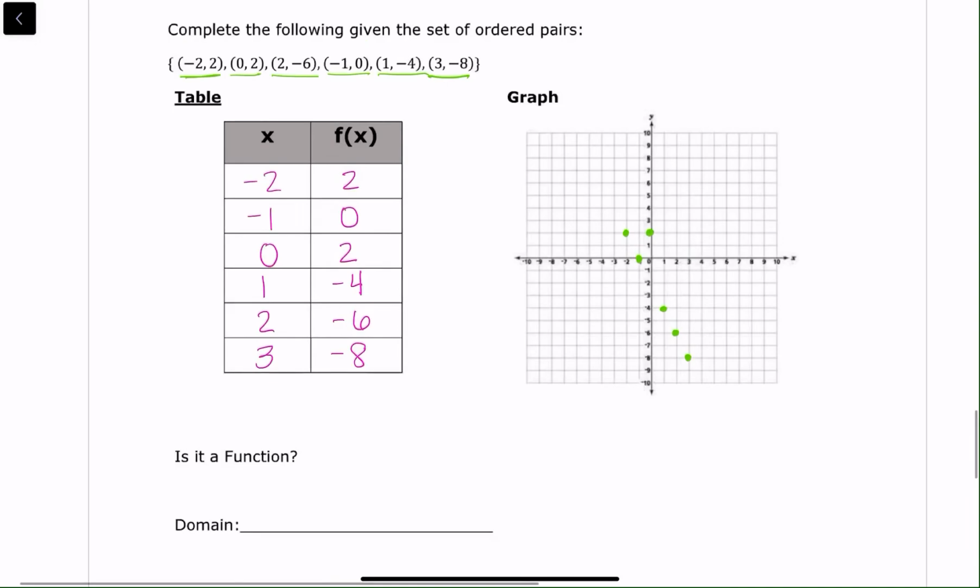Is this a function? I can check this in one of two ways. I can use my table to make sure no x values are repeated, and in this case they are not. I have -2, -1, 0, 1, 2, and 3. I can also look at my graph and try the vertical line test, which it passes, so this is a function.